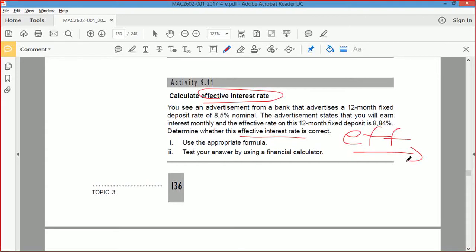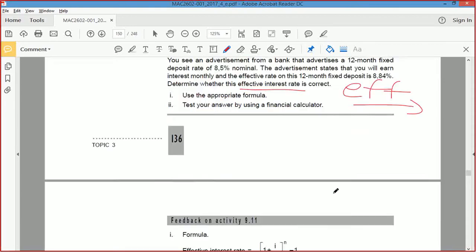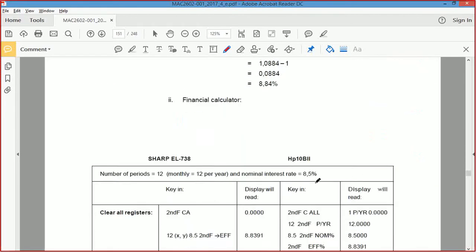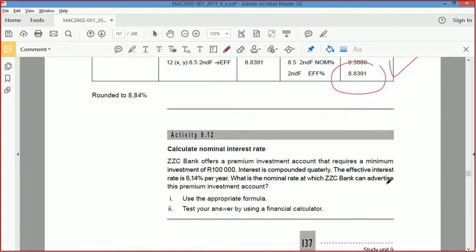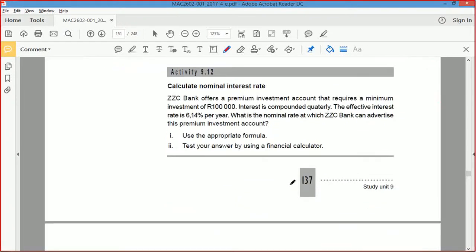Okay, the first thing that I have to do, I have to change my P over Y. Deposited 8.5%, which is my I. So for EFF, which is 8.839090. 8.8390, yeah, 91. Perfect. Well done. Good. Second function EFF is correct. Nice. Okay, last one.